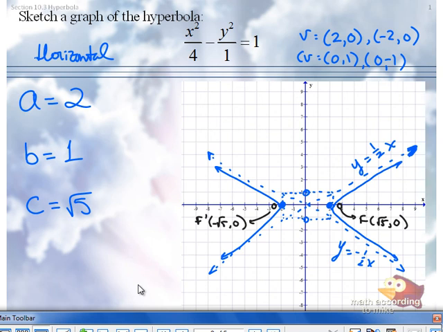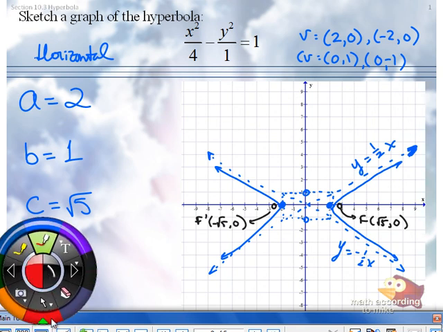Fun fact, for every ellipse there's an associated hyperbola. If instead of that minus there we put a plus, then what would happen is your graph of your ellipse would be in this little box here.